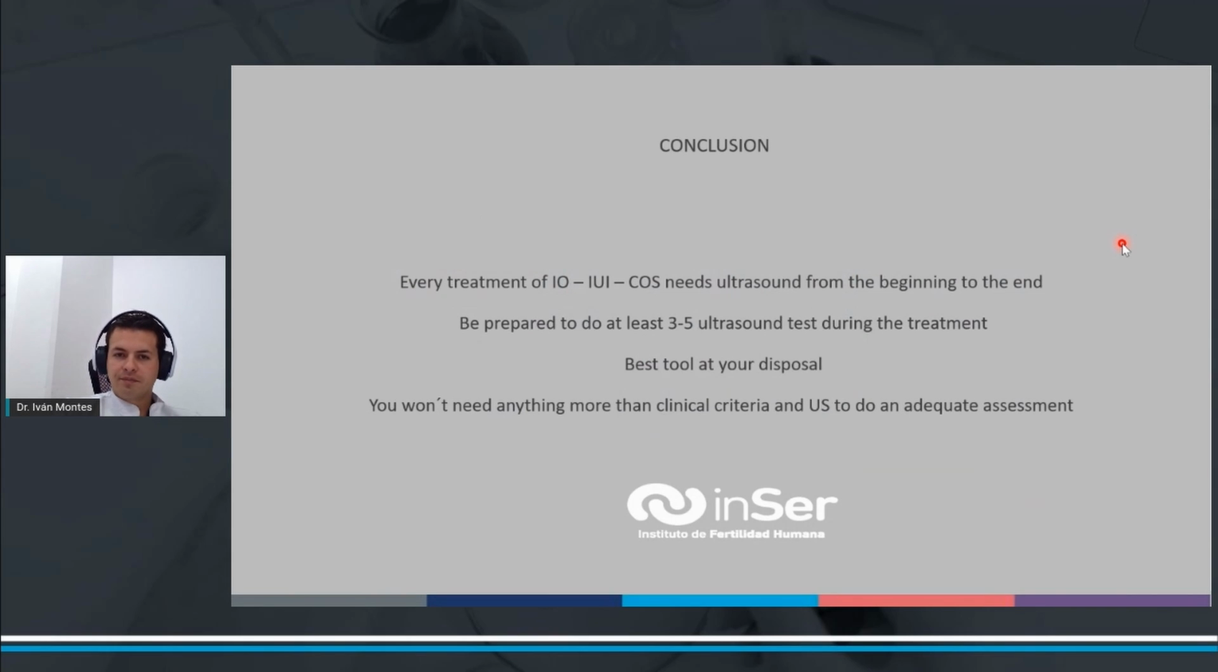So in conclusion, every treatment of ovarian induction, IUI, or COS needs ultrasound from the beginning to the end. Be prepared to do at least 3 to 5 ultrasound tests during the treatment, because this is your best tool at your disposal. You don't need the estradiol. You don't need anything else but your clinical criteria and the ultrasound.